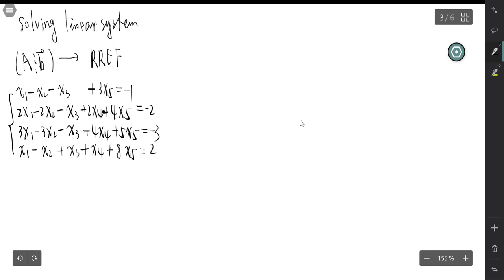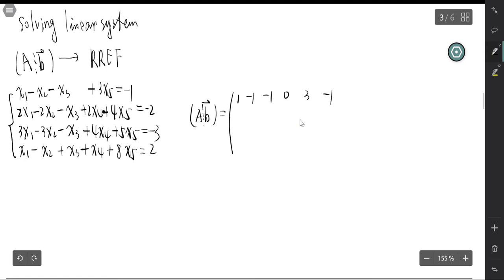Let's see this linear system. The augmented matrix of this linear system is [A, b] equals: 1, negative 1, negative 1, 0, 3, negative 1; 2, negative 2, negative 1, 2, 4, negative 2; 3, negative 3, negative 1, 4, 5, negative 3; 1, negative 1, 1, 1, 8, 2.